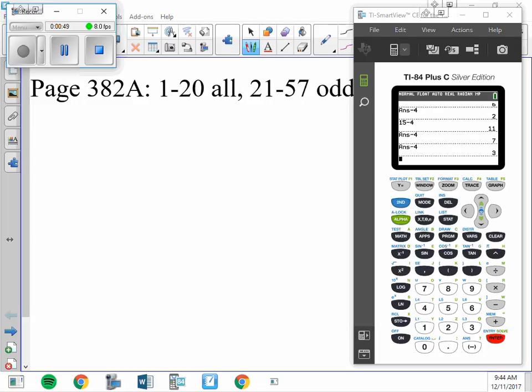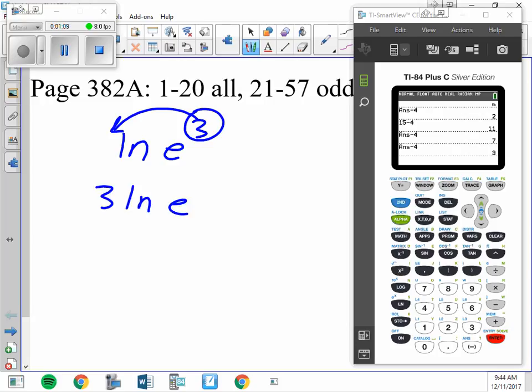Okay. Number 6, ln of e to the third. Well, how would I simplify this? I put the 3 in front using the power rule. So I drop this down here, and I get 3 times the ln of e. But what is the base of the ln? E. So e to what power is e? 1. That turns into 3. Okay. Number 8, the answer is going to be 7.